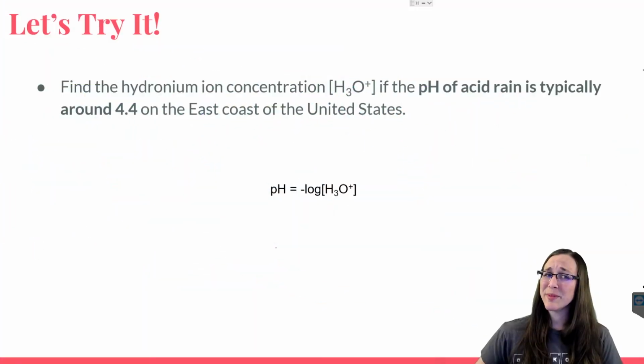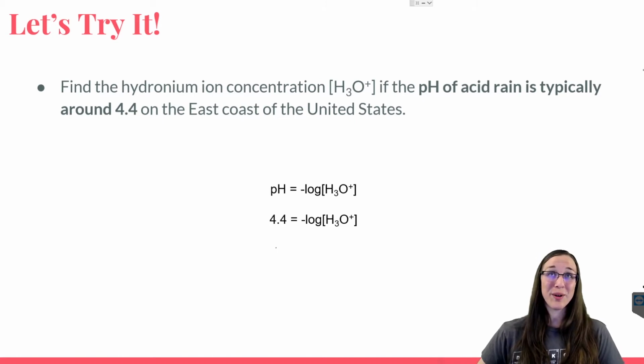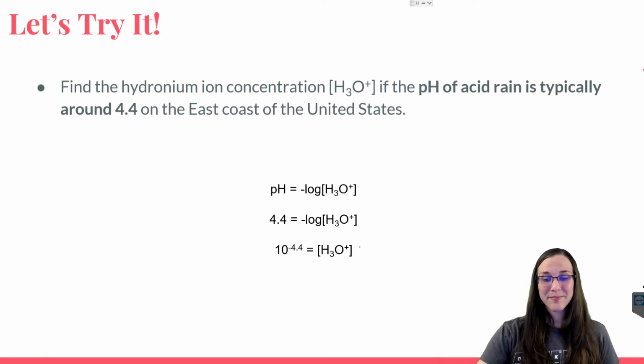Let's try and see if we can determine the hydronium ion concentration if the pH of acid rain is typically around 4.4 on the East Coast in the United States. We have our equation, pH equals negative log of the hydronium ion concentration. We know that the pH is 4.4, so let's plug in 4.4 and rearrange this equation just as we did before. We would move the negative over and use base 10, and that would be equivalent to 10 raised to negative 4.4 equal to our hydronium ion concentration. Or you could have just plugged and chugged from the equations I gave you. This ends up equaling 3.98 times 10 to the negative 5 moles per liter.